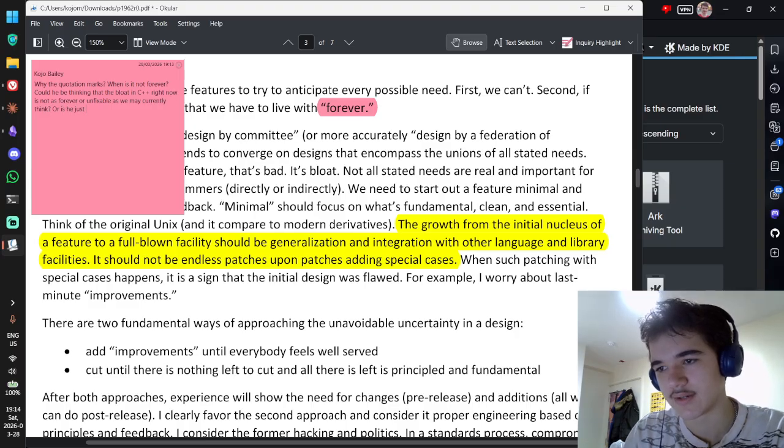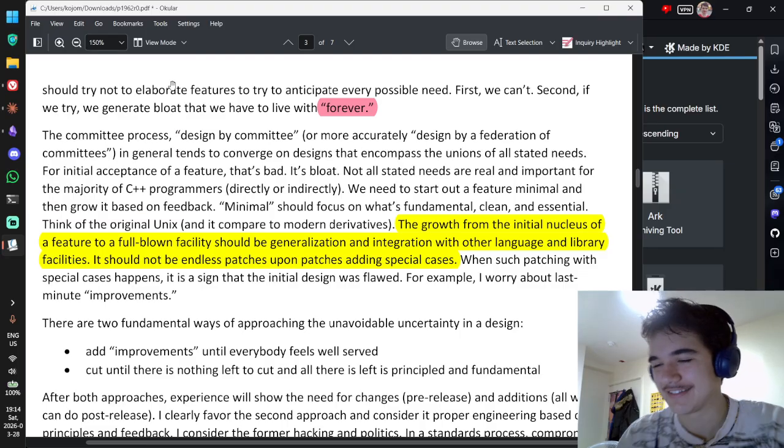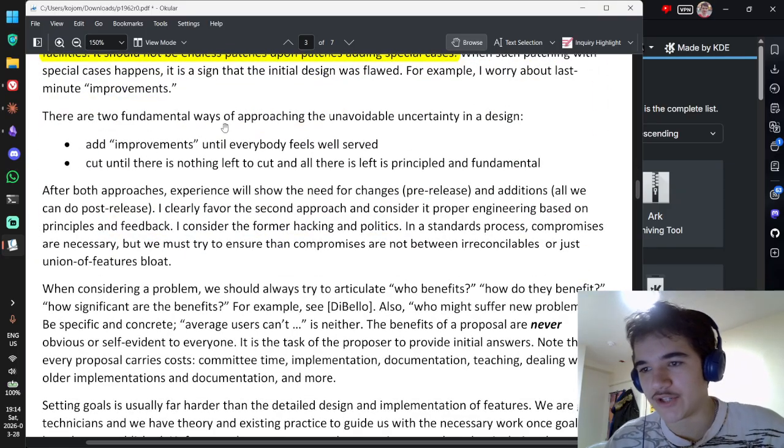Or is he more so just pointing to the fact that C++ obviously has a finite lifespan like anything in this universe? I wonder. There are two fundamental ways of approaching the unavoidable uncertainty in design. Add improvements until everybody feels well served, or cut until there's nothing left to cut, and all there is is principled and fundamental.